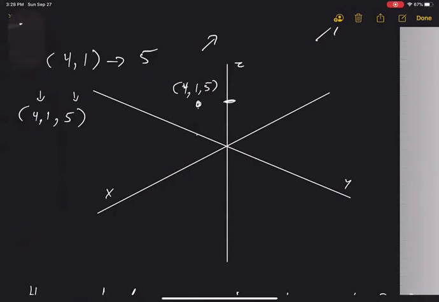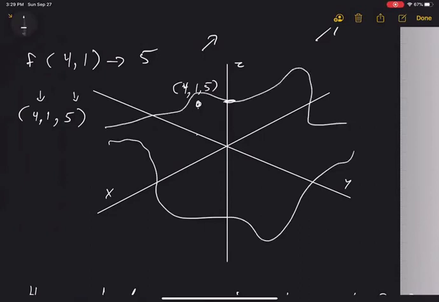So maybe I graph that 4, 1 to 5, and I graph this XY point to this Z value and so on. And I graph all these points to Z values. And what do I start to get out? Well, maybe you can picture it. You start to get out this surface that's hovering above the XY axis, or maybe it goes down and hits the XY plane and so on. But it's a surface. It's not just a line.